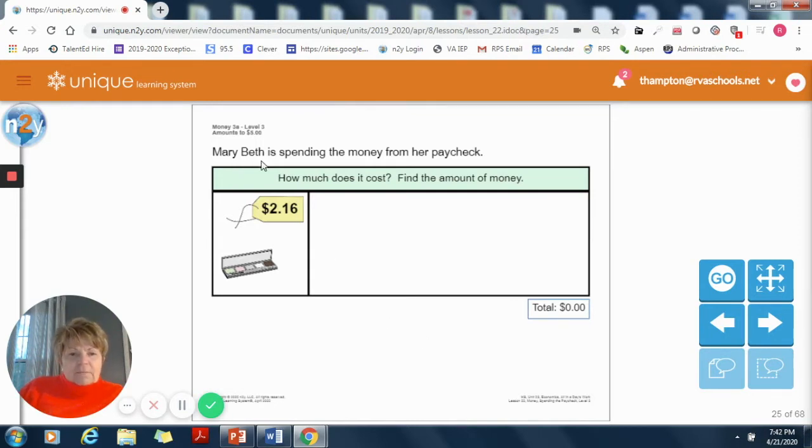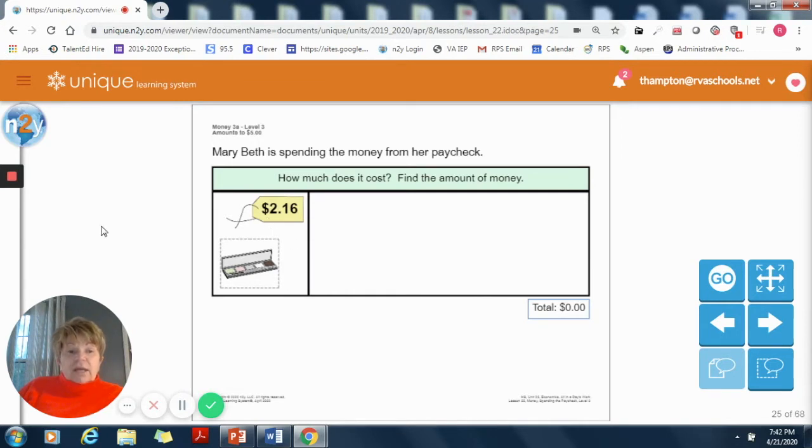All right, Mary Beth is spending the money from her paycheck. How much does it cost? Find the amount of money. $2.16. For what? I think that looks like makeup, but let's see. Yep, makeup. So let's see how much it's going to cost.